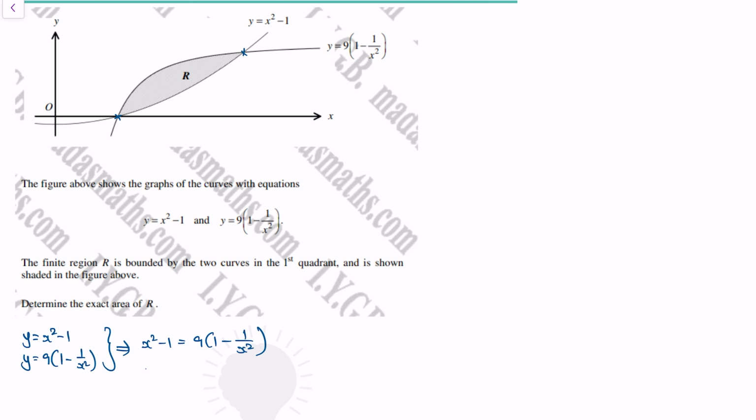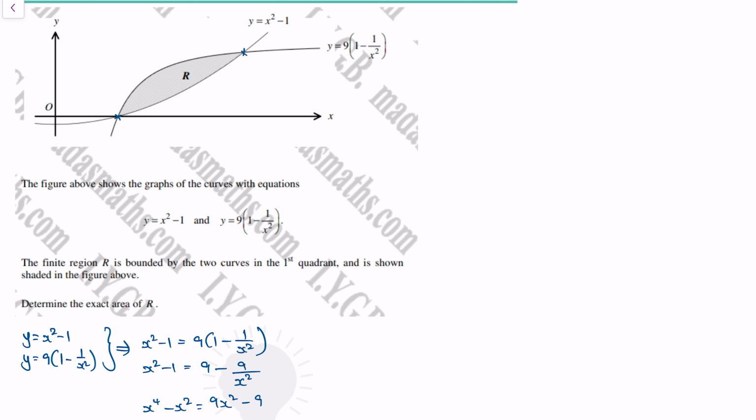Okay, so I need to multiply out the bracket. So 9 times 1 is 9, 9 times minus 1 over x squared is 9 minus x squared. If I multiply through by x squared, I get x to the power of 4 minus x squared is equal to 9x squared minus 9. Okay, I need to take everything to the left-hand side, so I get x to the power of 4 minus 10x squared plus 9 equals 0.